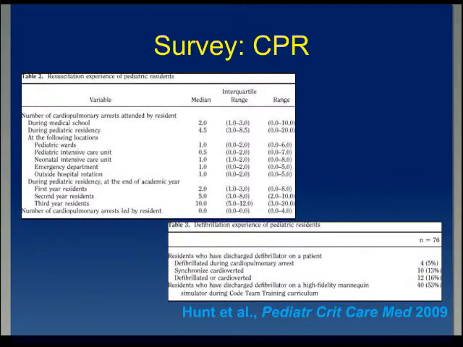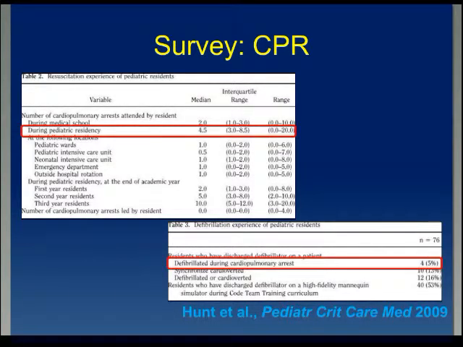And Katie, can you just click the animation on this slide for me? There we go. So she found that during pediatric residency, the number of cardiac arrests that had been attended by a given resident was a median of 4.5 with a range of 0 up to 20. And then the number of residents that had actually performed defibrillation during a cardiopulmonary arrest was 5%, only 4 people out of 76 respondents. So again, these are thought of as bread and butter techniques, but these surveys, sort of a range of needs assessments, would demonstrate that they are not happening very often for pediatric residents.